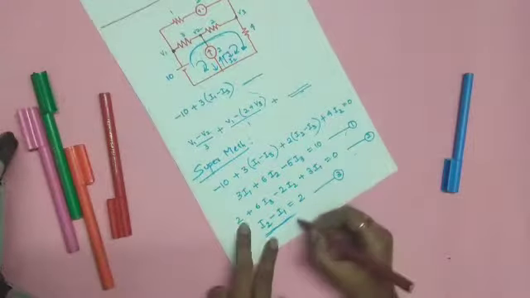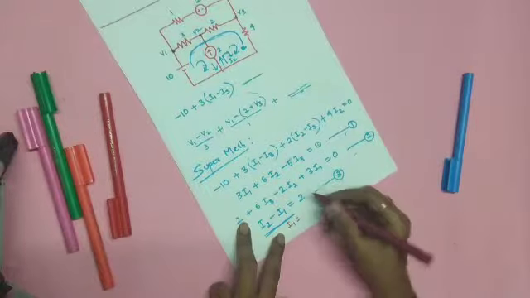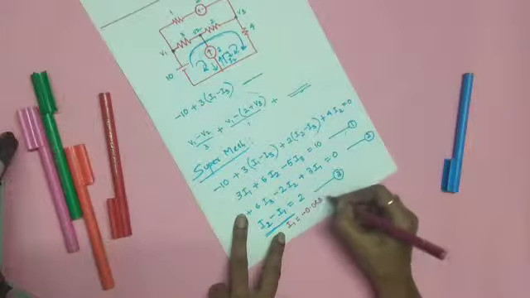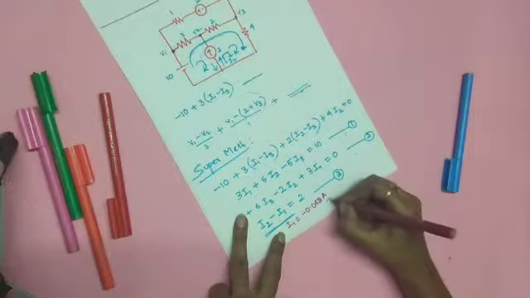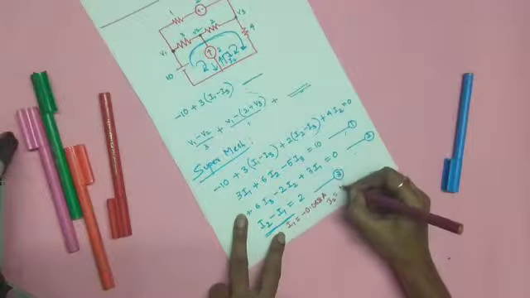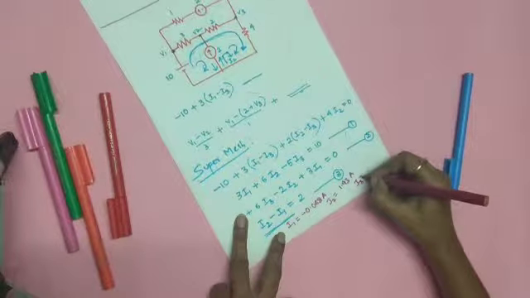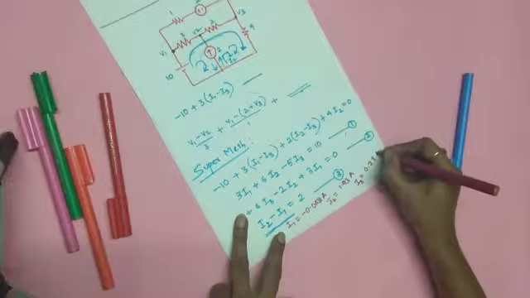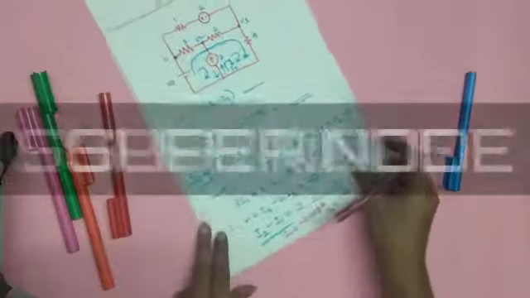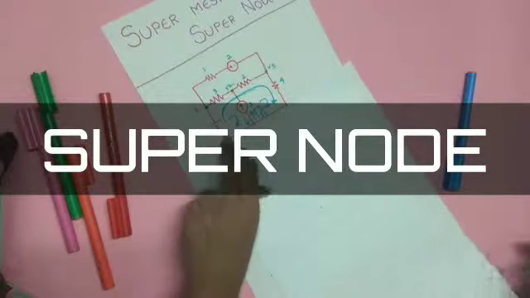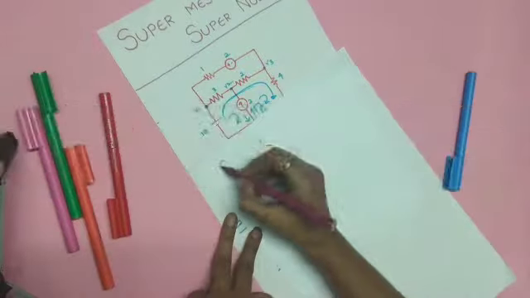The values after solving, I got these values: I1 equals minus 0.068 amps, I2 equals 1.93 amps, I3 equals 0.27 amperes. Okay, now let us try to solve the same problem using supernode.